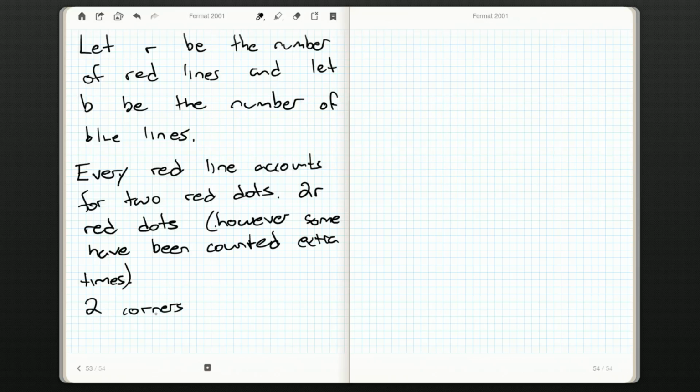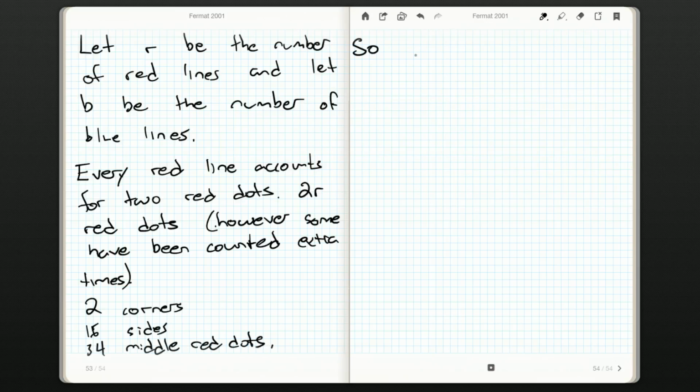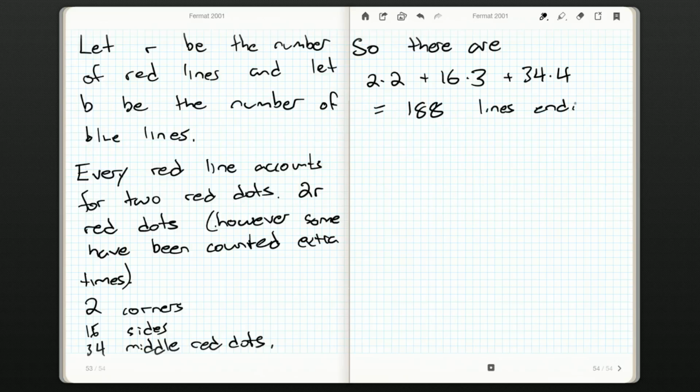So there are two red dots coming from corners, 16 from sides, and we said that there were 34 coming from middles. So there are, well, each corner gives us two lines ending in a red dot. Plus, each one on the side gives us three lines ending in a red dot. Plus, each one in the middle gives us four red lines ending in a red dot. So that's, what do we have here? 4 plus 48 plus 4 times 34. Calculator says a total of 188 lines ending in red dots. Okay.